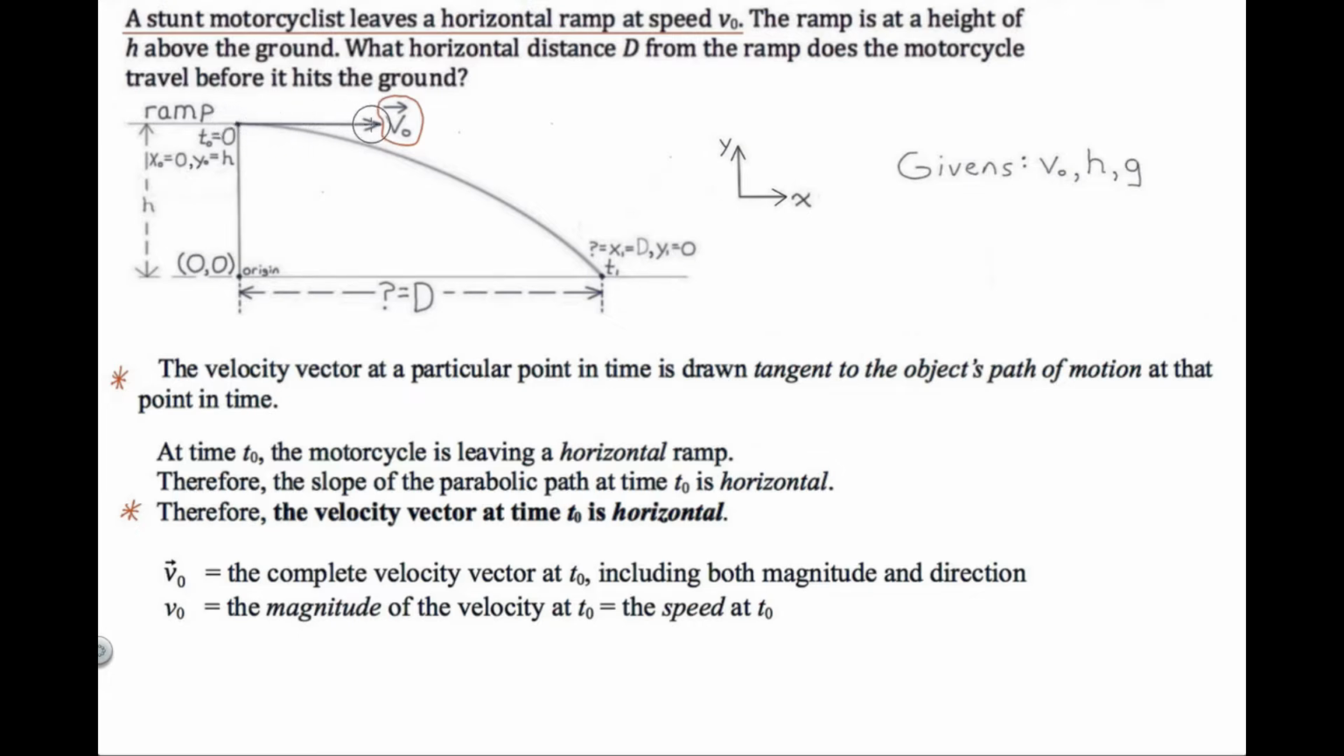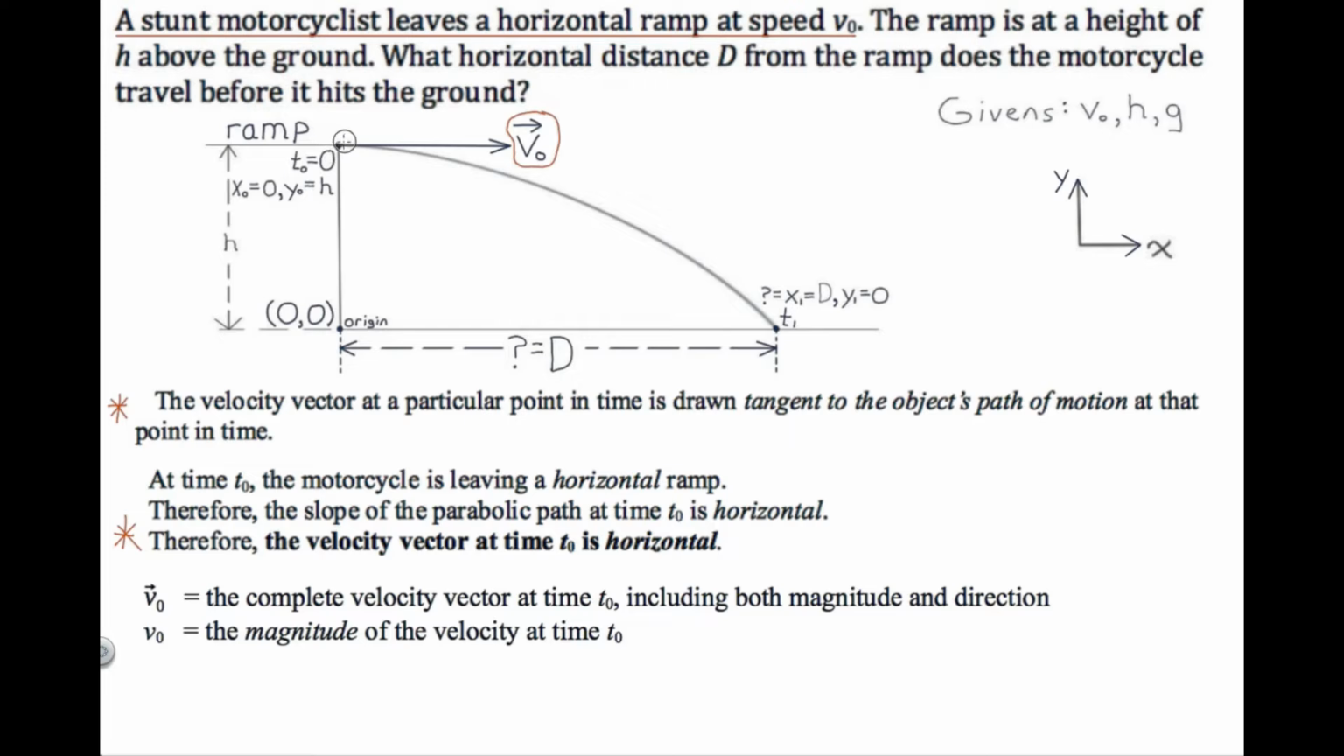Like so. At time 0, the motorcycle is leaving a horizontal ramp. So the slope of the parabolic path at time 0 is horizontal. So the velocity vector at time 0 is horizontal.